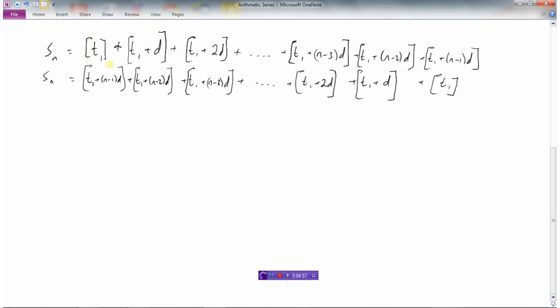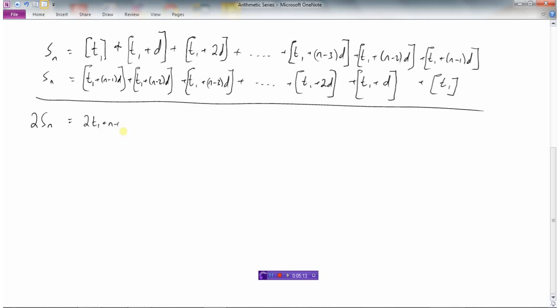Now we're going to add these two together. So, put a big line under here and add them together. So this would be two sums. And when you add this together, you have T1 plus another T1. So that's two T1s plus an N minus 1 D.